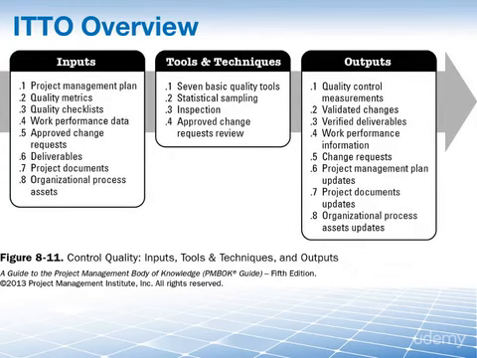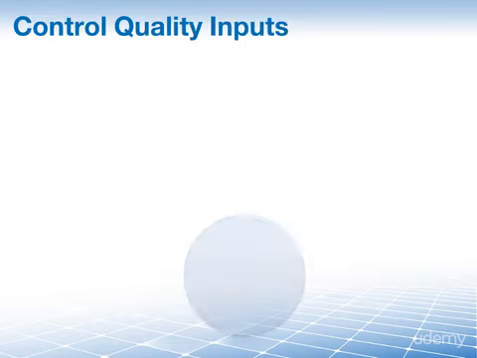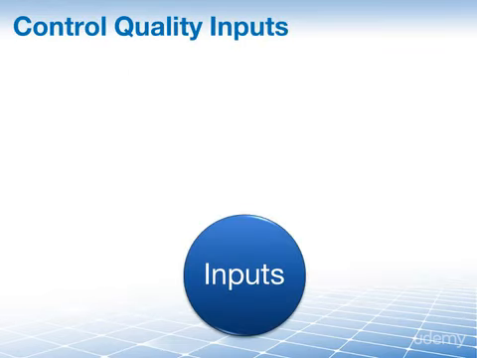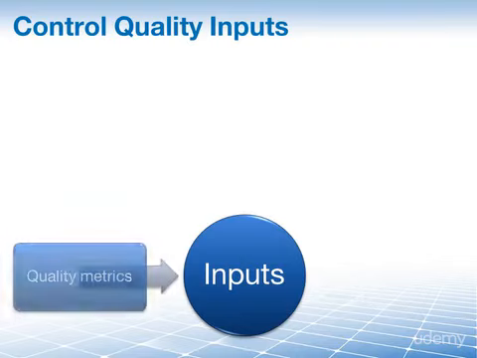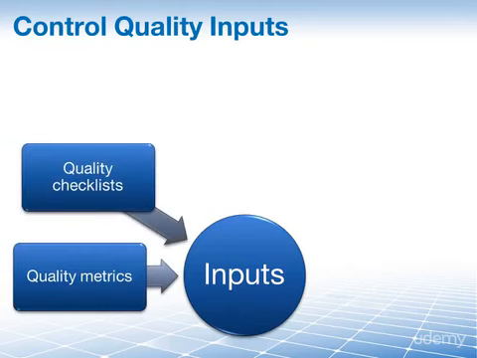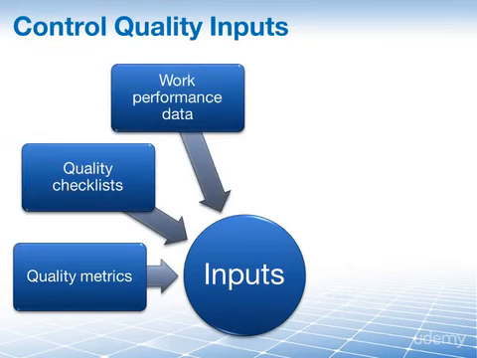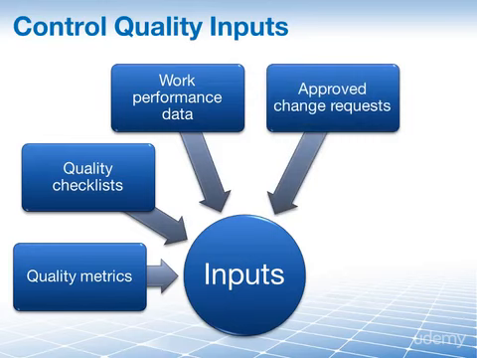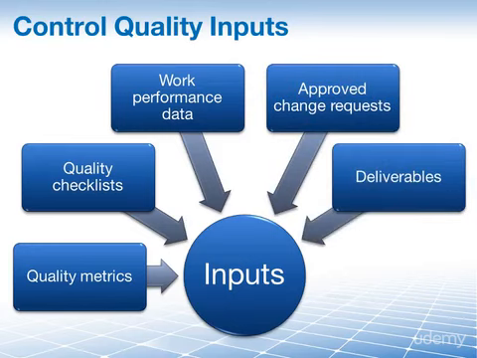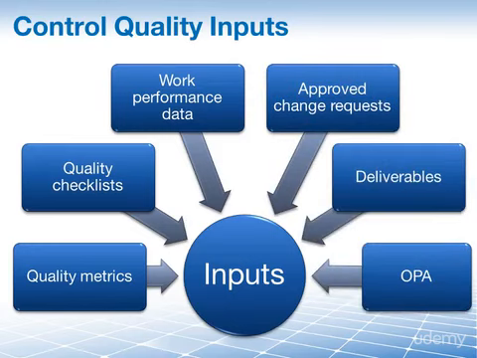When you look at this, 8 inputs, 4 tools and techniques, 8 outputs, this is going to take some time to get through. So we have 8 inputs to this process. 6 of these we're going to take a look at, and 2 of them we're going to skip. Here are the 6 that we will be looking at in more detail: quality metrics, quality checklists, work performance data, approved change requests, deliverables, and the organizational process assets.